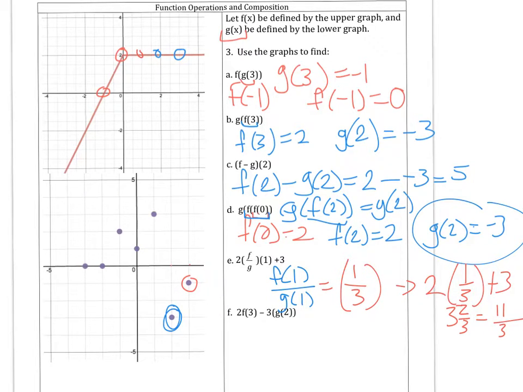2f of 3 minus 3g of 2. Okay, 2f of 3 is going to be 2 times 2, that's 4, minus 3 times g of 2, which is negative 3. So 4 plus 9 is 13.